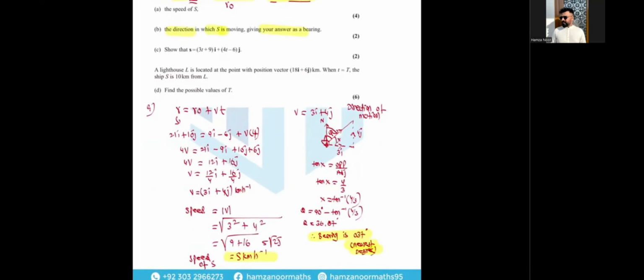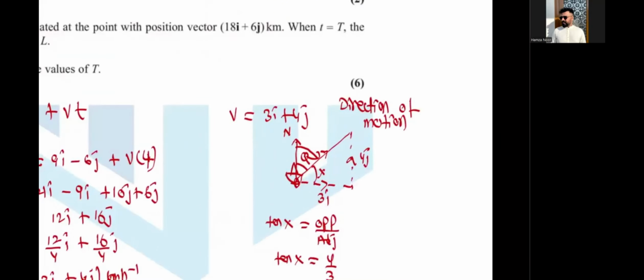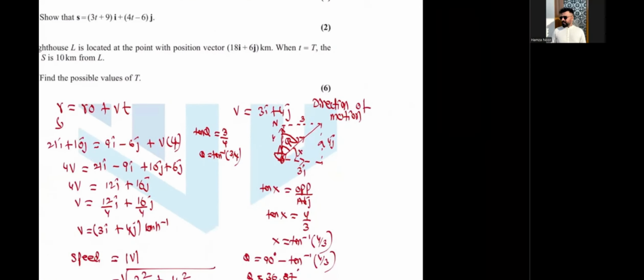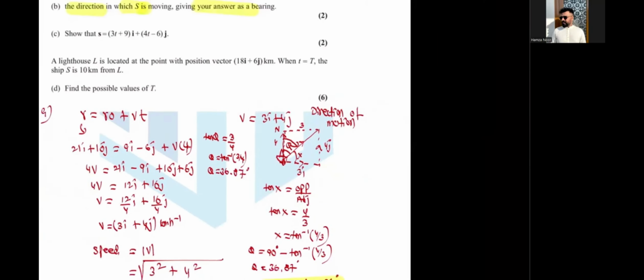Alternatively, since you need to find this angle theta, the opposite side over here would be 3 and the adjacent will be 4. So you can simply find this angle theta by using tan theta equals opposite over adjacent, meaning 3 over 4. So theta will be equal to tan inverse 3 over 4, which will give you the same angle. So alternatively, you can do it in this way as well.